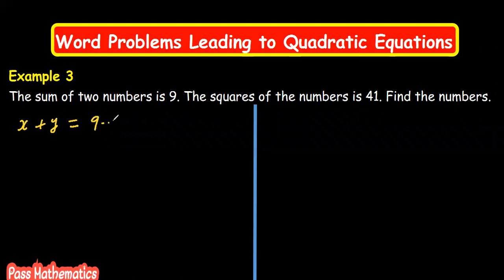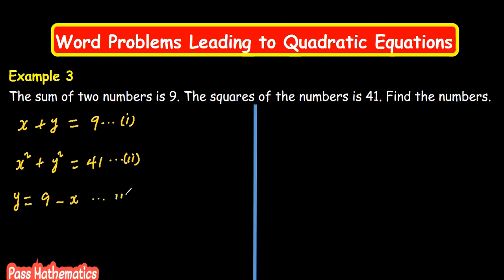So this is the first equation, right? Equation 1. And then the sum of the squares of the numbers is 41. So which means the square of this number, we square this. This is also squared. And then it's 41. So this is the second equation. Yeah, we are going to be working with these two equations. So again, as usual, we just make y the subject of the equation in equation 1 here. So y will be equal to 9 minus x. So this is equation 3.